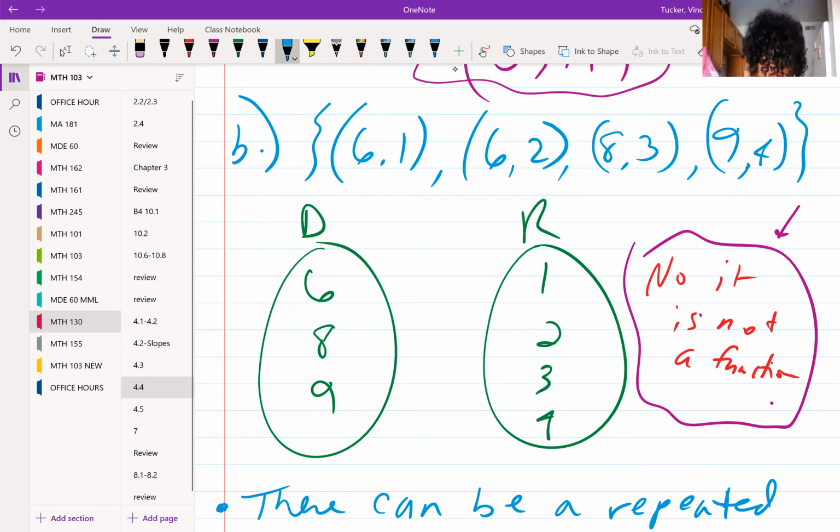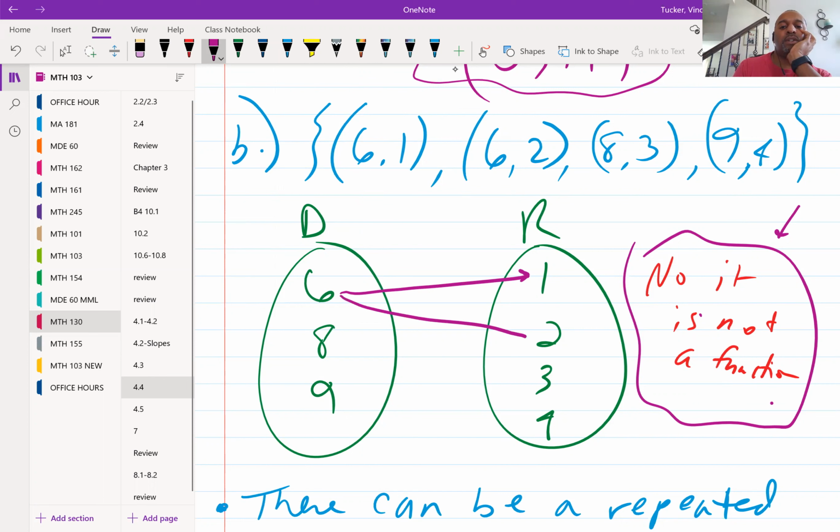All right. So now this one is not a function. You see the answer right here telling us it's not a function. The reason is that the number 6 goes to two different values. 6 goes to 1 and it goes to 2. I'm not understanding the value, though. When you say the value, I'm not understanding what you mean.